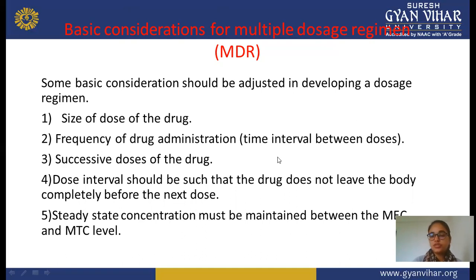Next, steady state concentration must be maintained between the minimum effective concentration and the maximum therapeutic concentration level. One is the minimum effective concentration, where the effect of the particular drug starts, and the second is the maximum therapeutic level, where the drug shows almost its complete effect. The first dose should not be completely gone from your body before you administer the second dose. So you should maintain the steady state.